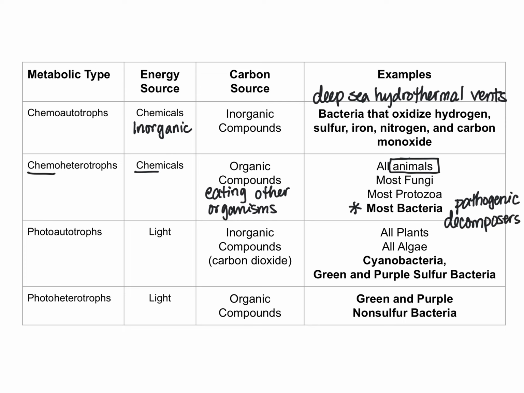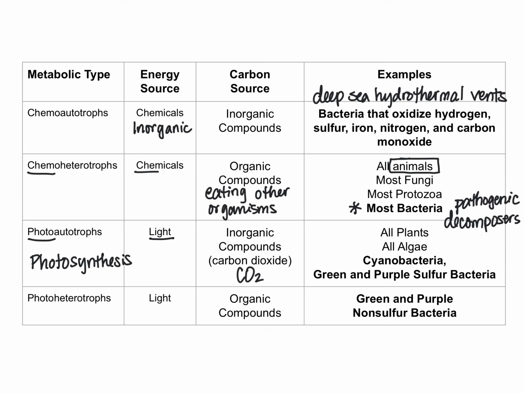These are organisms that break down other dead organisms in order to essentially recycle their energy and nutrients. Now, photoautotrophs get their energy from light. Remember, photo means light. They get their carbon from inorganic compounds, and more specifically, carbon dioxide. This is what we were talking about with photosynthesis. These are the organisms that conduct photosynthesis.